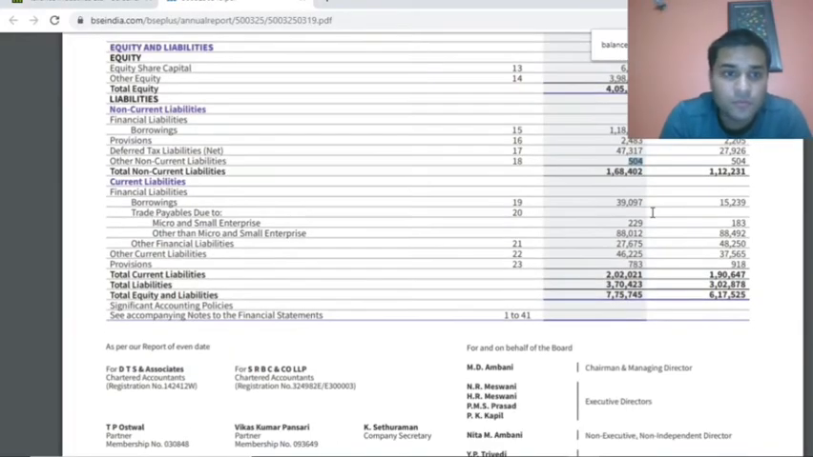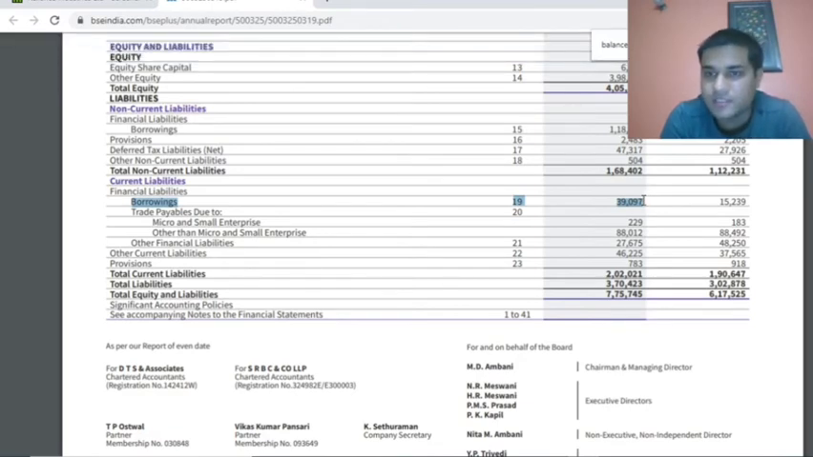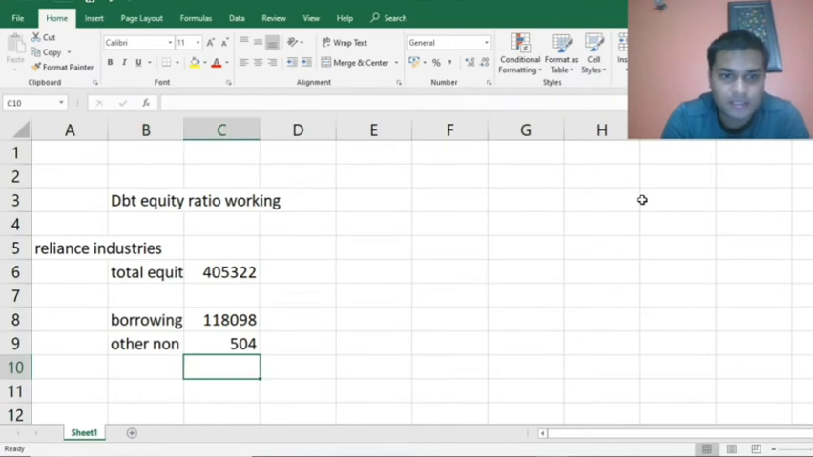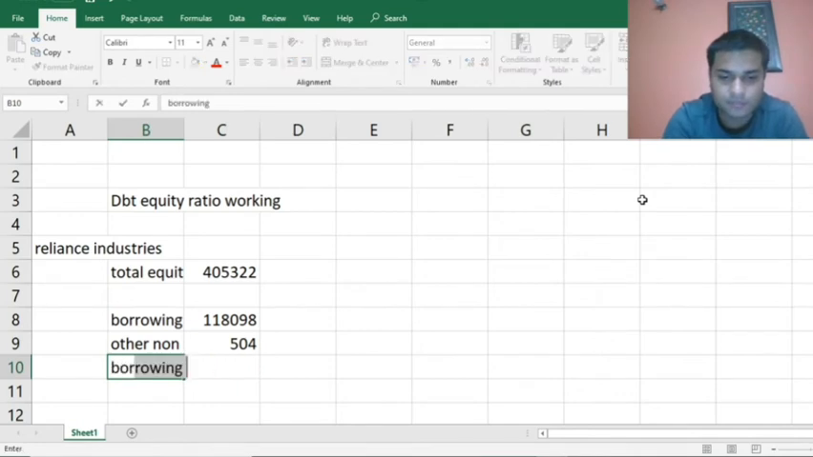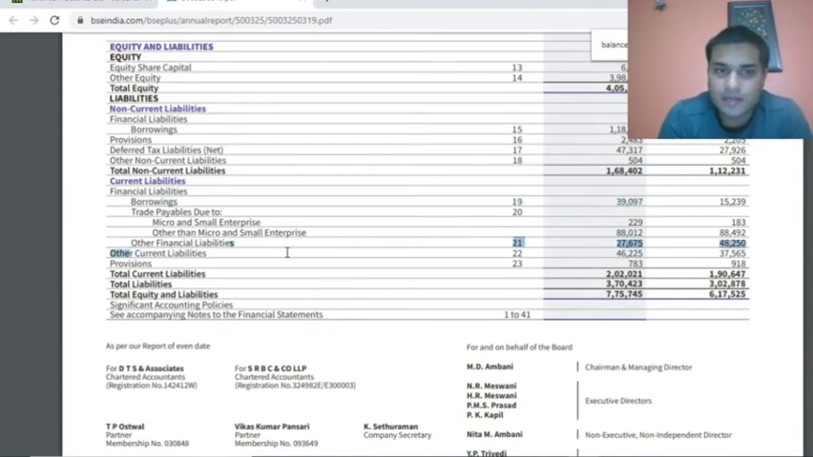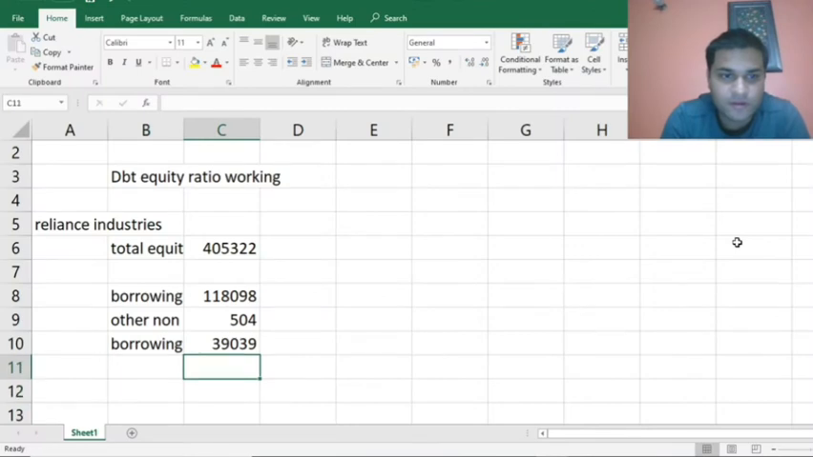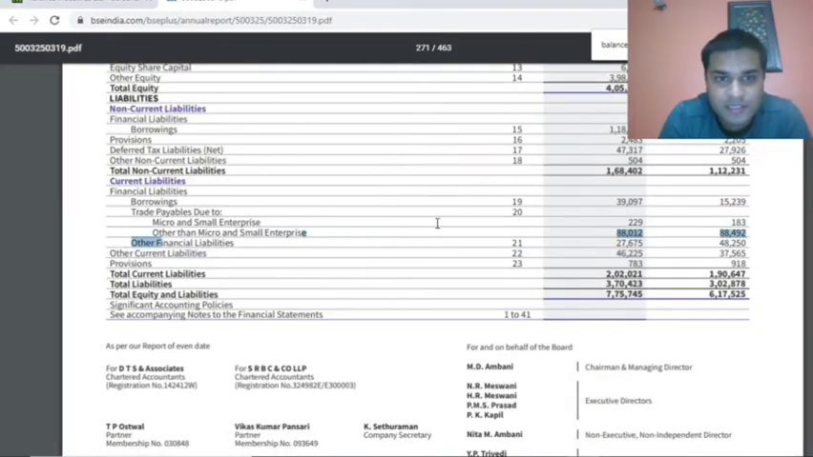Moving forward in current liabilities, I consider the borrowings also. These are the borrowings, 39039. Generally, people do not consider current liabilities, but for my sake, I consider current liabilities also. So this is 46225. Then we have other financial liabilities just above it, which is 27675.